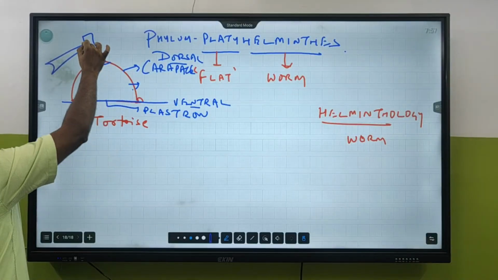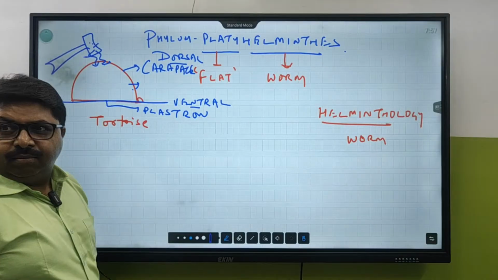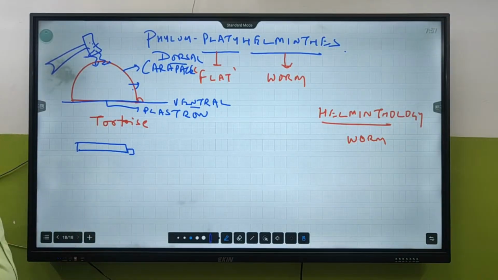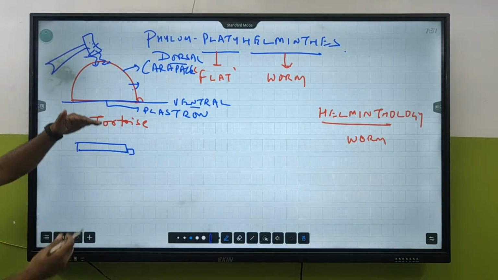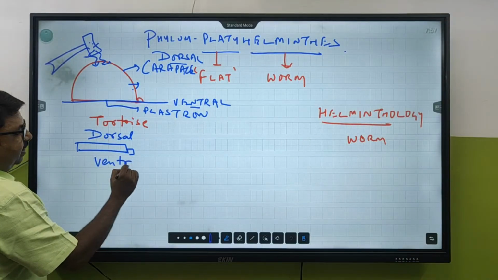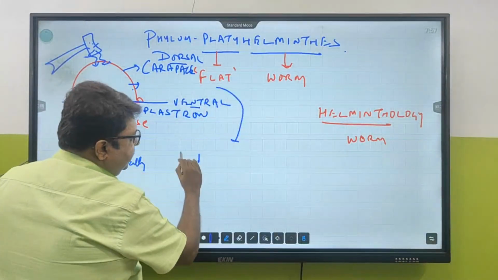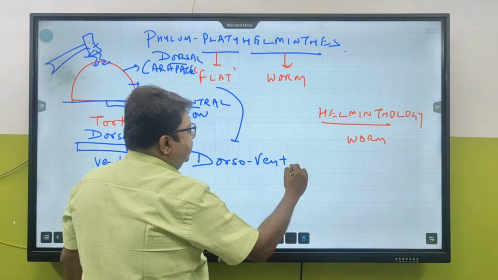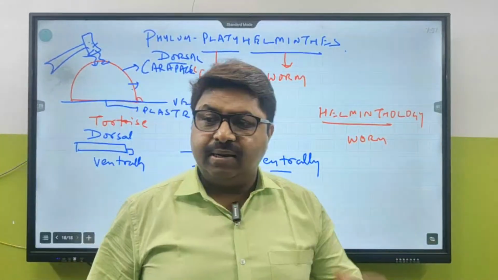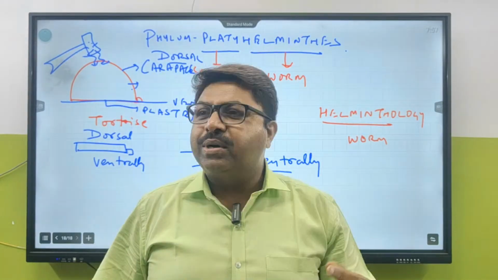Fine, this tortoise, when the result has been declared and the father of the tortoise is beating on this one, what is going to happen to the tortoise? Dorso-ventrally flattened. Is it clear? So what kind of flat are they? They are dorso-ventrally flattened. So now their body has just become like a ribbon.